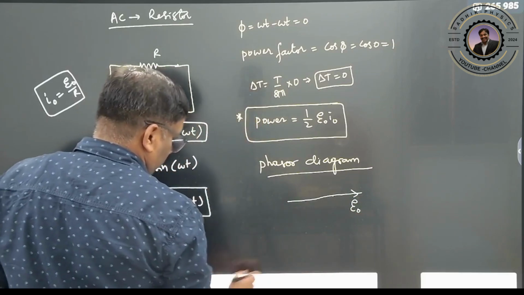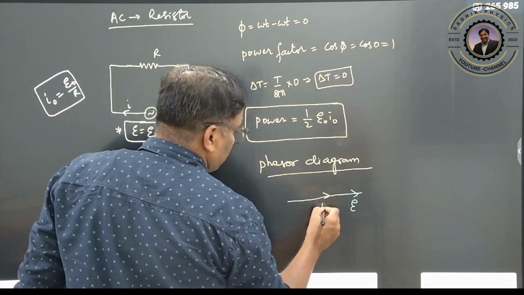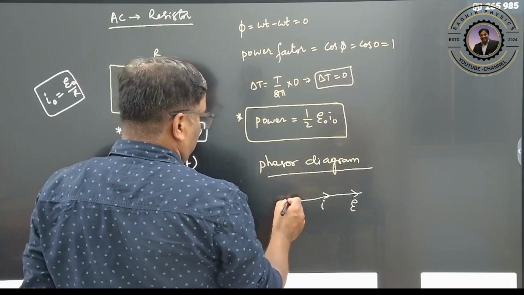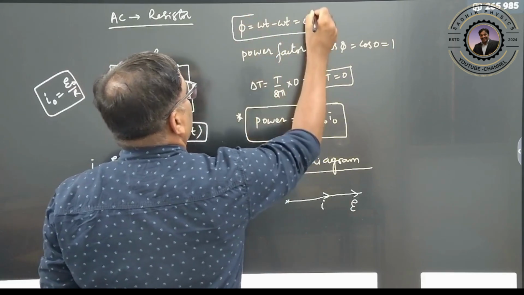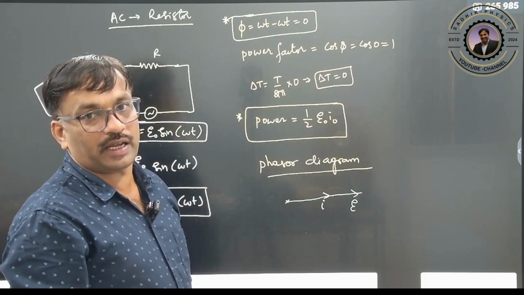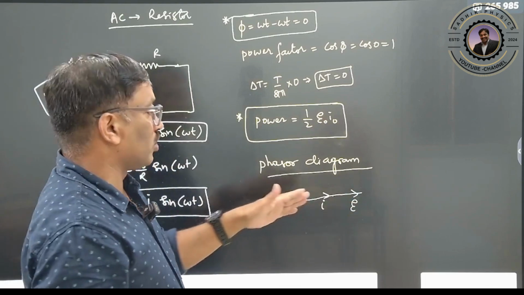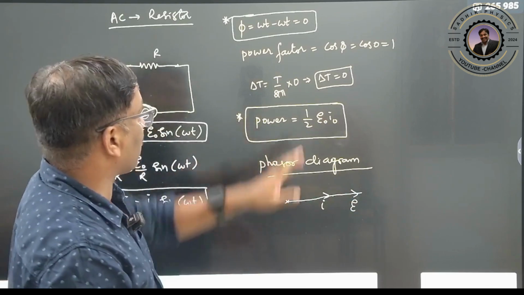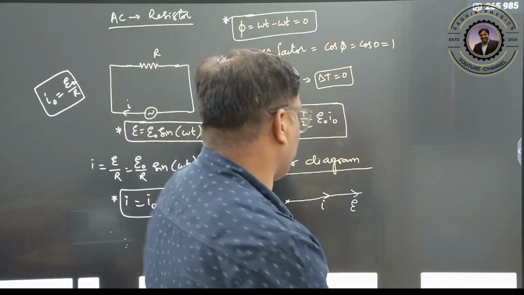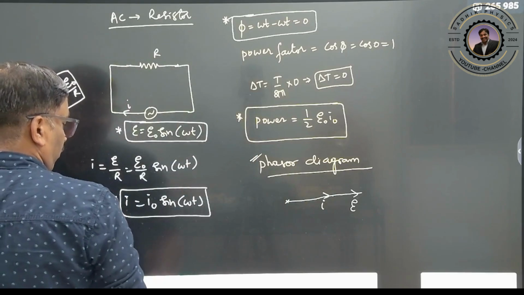So this is the E vector, the voltage, and here you can draw this as your current. Why are both drawn in the same direction? Because the phase difference between them is 0. Clear? So this is a phasor diagram. The current vector and the voltage vector, and the angle between the two vectors, is the phase difference. That vector representation is the phasor diagram. Why is this important? Because we can solve problems related to alternating current very easily.